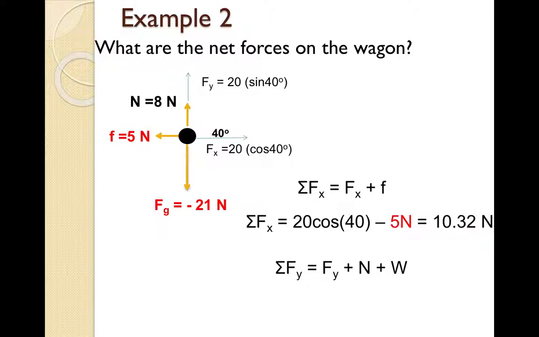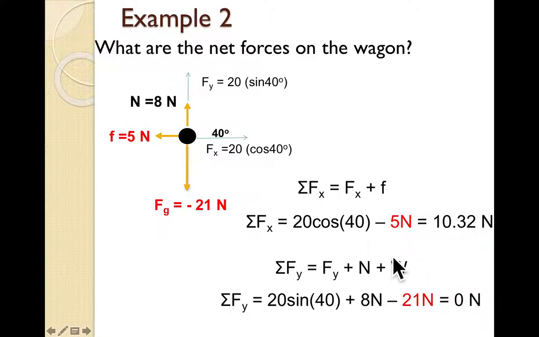Then in the y direction, we have three forces. We had the original weight vector, then we had the normal force of 8 newtons, and then we had the y component of the force that was applied at an angle. So we have to add all three of those. This one is negative, these two are positive. When we put this in, this one right here is going to turn negative. It turns out that when we do that math, the sum of these values is 0.